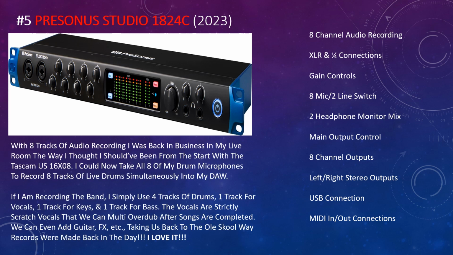With 8 tracks of audio recording, I was back in business in my live room the way I thought I should have been from the start with my Tascam US 16x8. I could now take all 8 of my drum microphones to record 8 tracks of live drums simultaneously into my DAW. If I'm recording the band, I simply use 4 tracks of drums, 1 track for the vocals, 1 track for keys, and 1 track for bass.